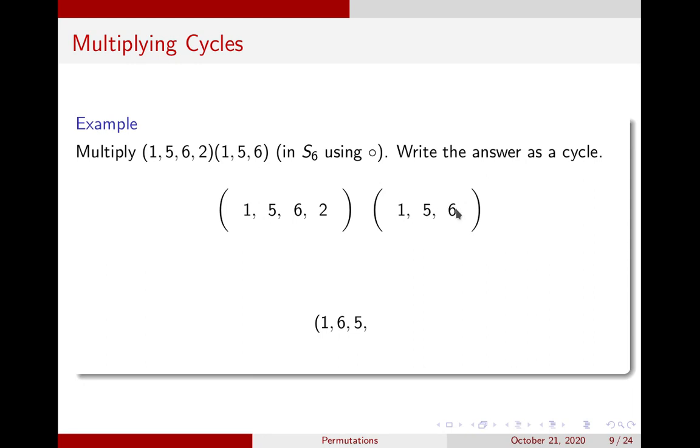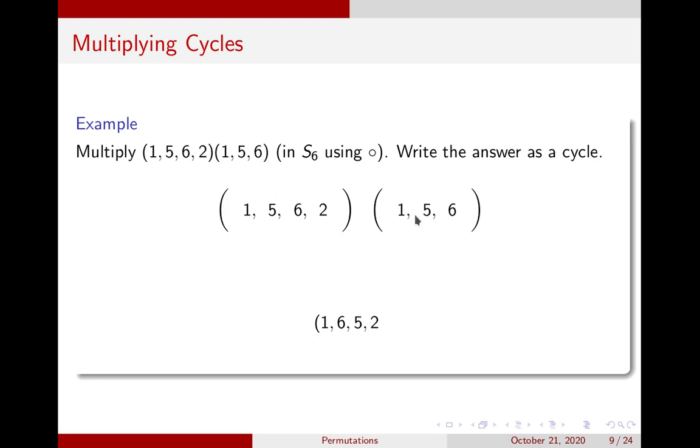5 is sent to 6 by the right permutation. The left permutation sends 6 to 2. 5 is sent to 2. And now we're going to try 2.